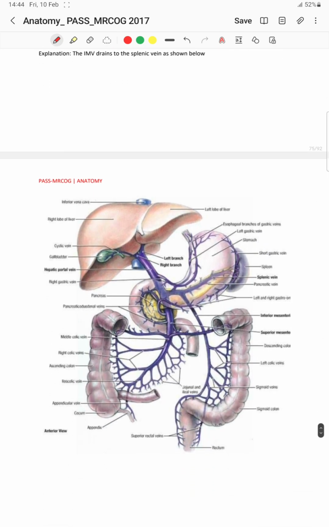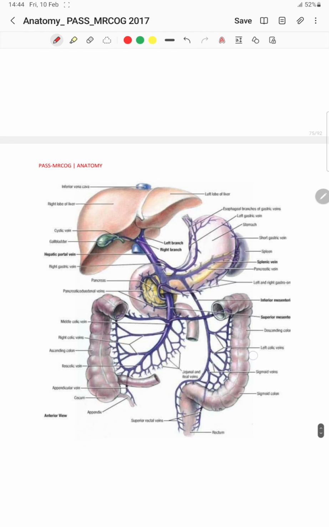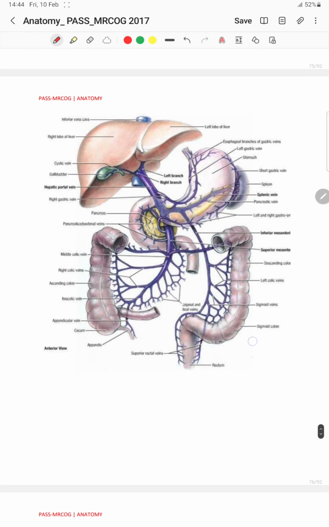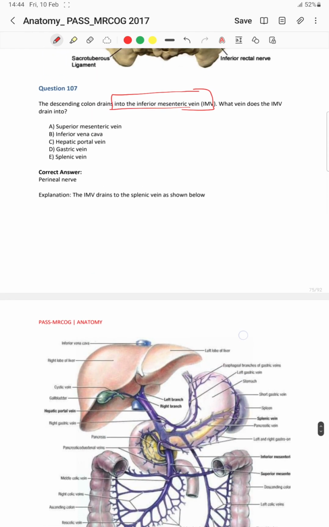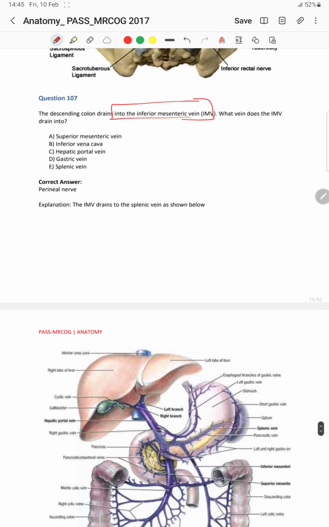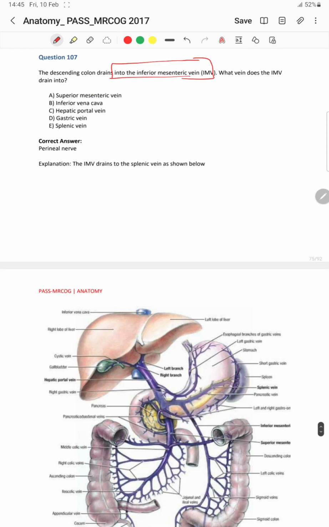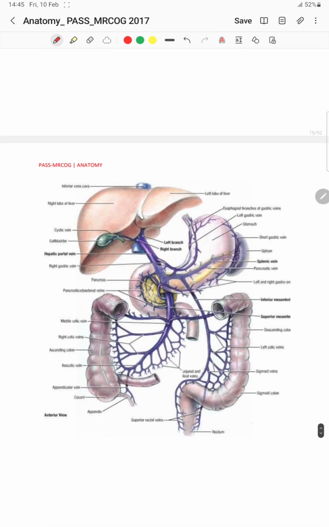We have discussed the superior mesenteric vein in the previous diagram. Now this is the inferior mesenteric vein, and if you see in the diagram, it is going to drain into the splenic vein. This is the splenic vein.